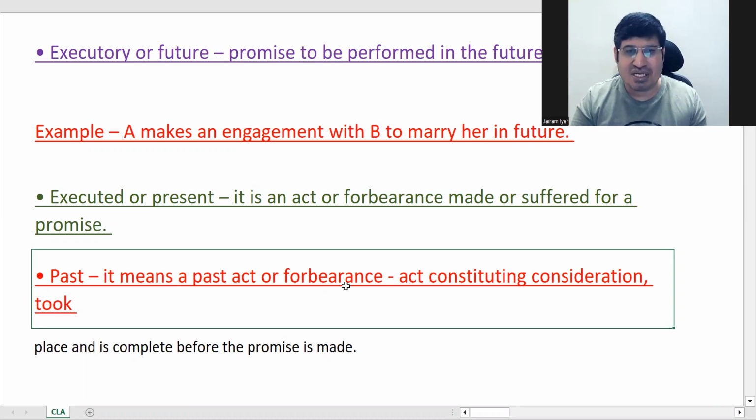It's all the same thing basically. Abstinence and forbearance are close. Abstinence is you are saying, I will not do it, and for that you are getting money. Forbearance is you are bearing something, for that you are getting compensation or money.